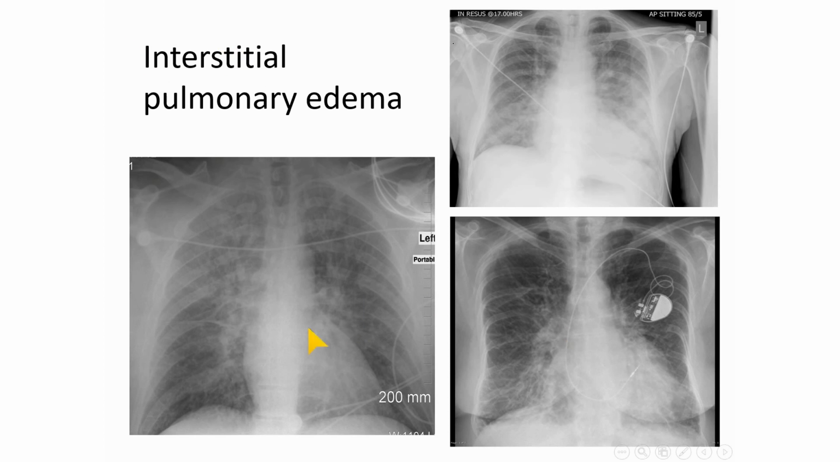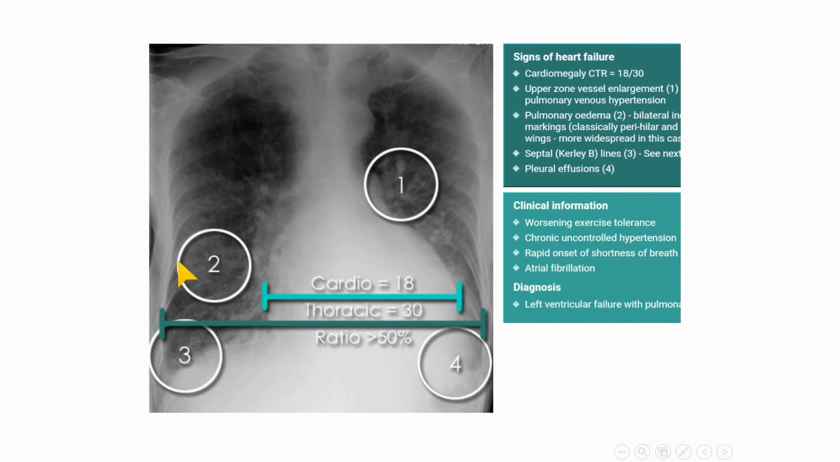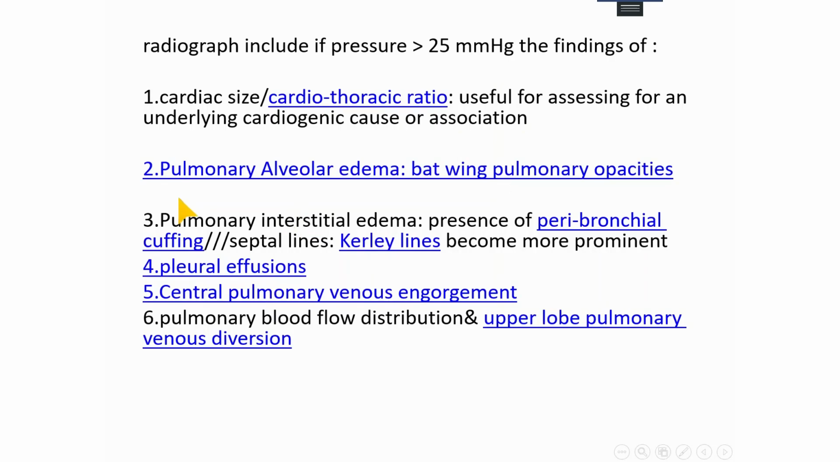In this picture, we see the lines, for example, a C line, a B line, and here an A line from the hilum. This is interstitial edema, because the fluid collected in the interstitium makes these septal lines. If the pressure increases to more than 25 millimeters of mercury, we see the following findings. There will be an increase in the cardiothoracic ratio. There will be pulmonary alveolar edema, presenting as the bat wing sign. These are bat wings. We will see the septal lines in addition to the previous findings. We may see pleural effusion.